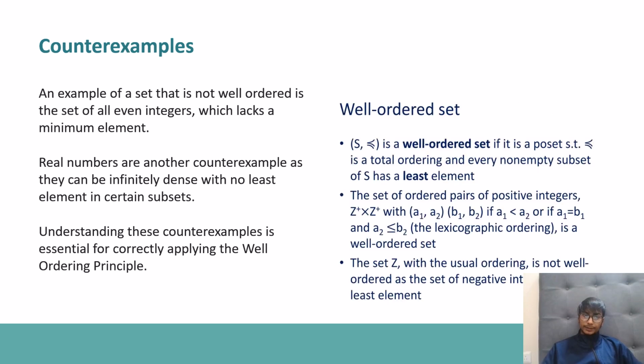Counterexamples. An example of a set that is not well-ordered is the set of even integers, which lacks a minimum element. The rationals are another counterexample, as they are infinitely dense with no least element in certain subsets. Understanding these counterexamples is essential for correctly applying the well-ordering principle. Here are some examples of well-ordered sets, posets, and their least elements.